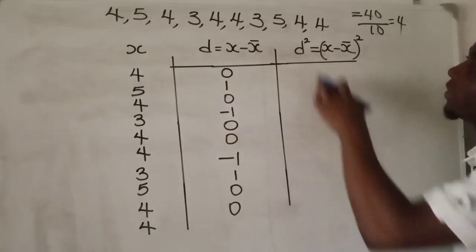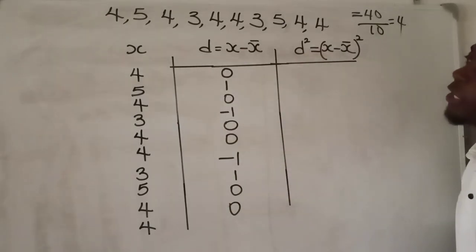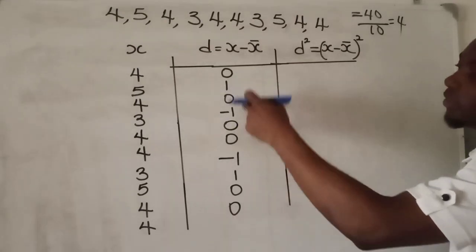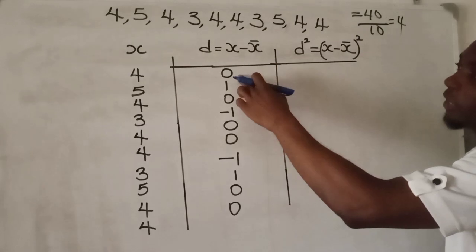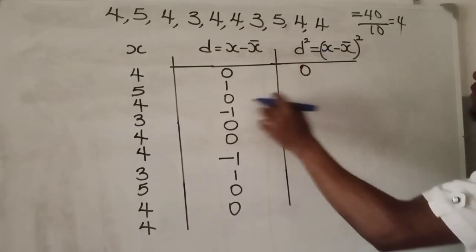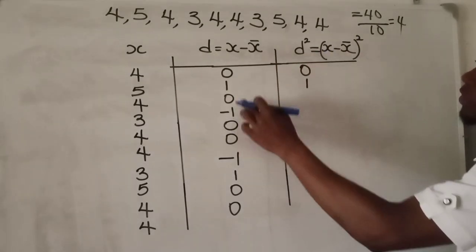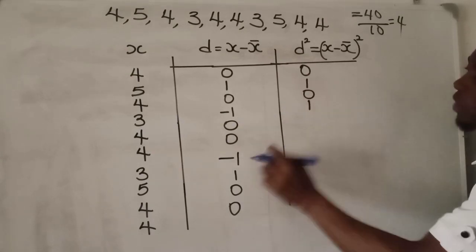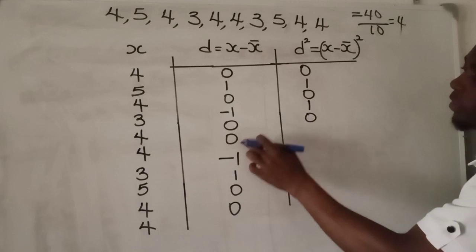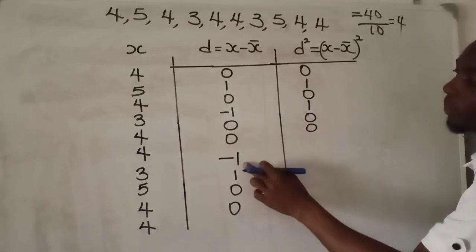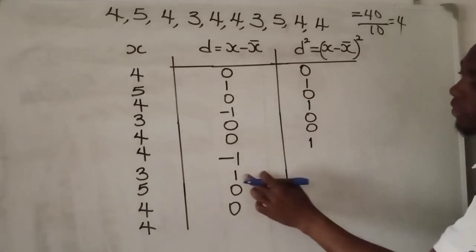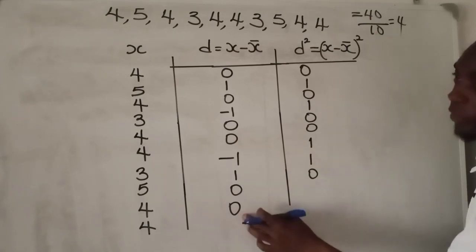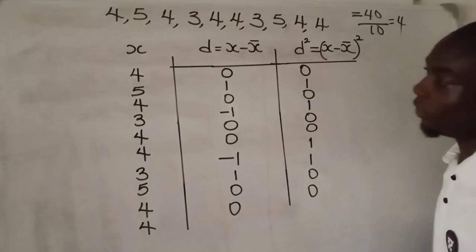Okay, now let's get the deviation squared. To get the deviation squared, we'll just square each of these numbers. Each of these is our deviation, so we'll square it. All right, so 0 squared is still 0. 1 squared is 1. 0 squared is still 0. Minus 1 squared will give us 1. 0 squared is 0. 0 squared is 0. Minus 1 squared will have 1. 1 squared is 1. 0 squared is 0. 0 squared is also 0.